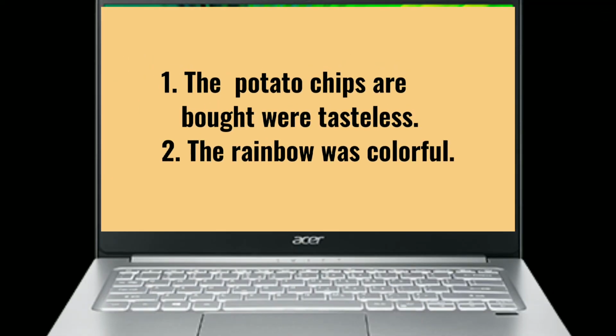The potato chips I bought were tasteless. Next, the rainbow was colorful. What is the root word of the underlined word tasteless? Good. And what about colorful? Okay, good. In a 1/4 sheet of paper, try this activity. Write down the new formed words. I'll give you 5 minutes to answer the given activity.